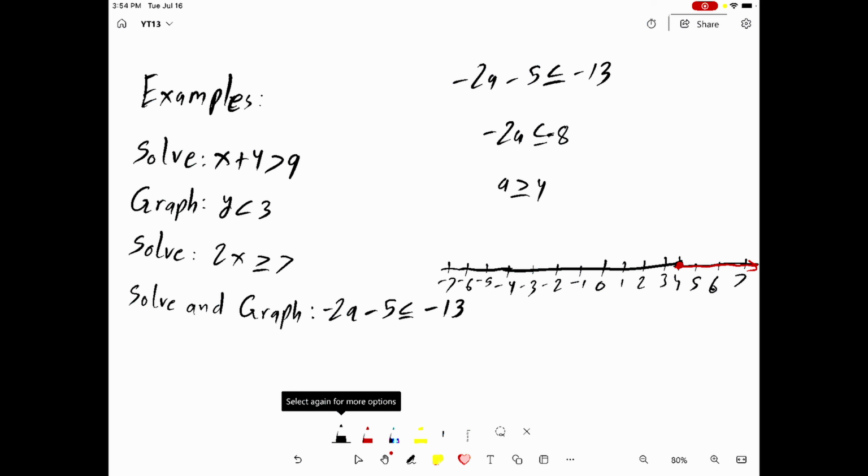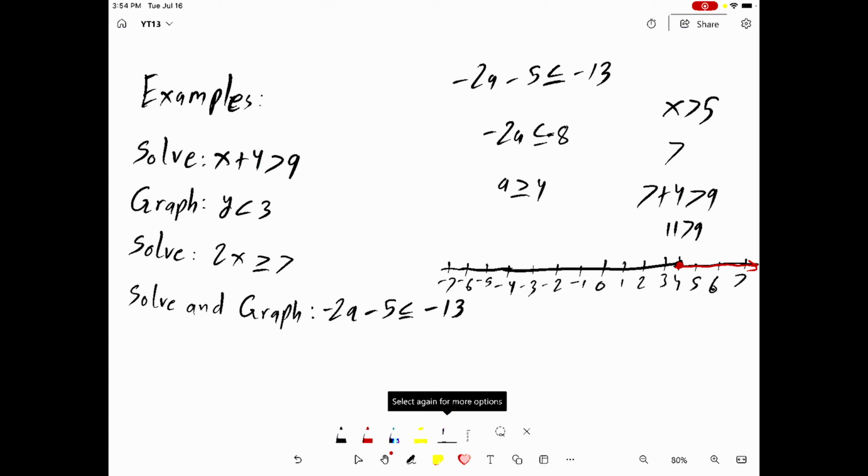And this is just a general note. Whenever you're solving an inequality, you might wonder, how do I know this is correct? Let's take the first one: x is greater than 5. Let's substitute a value which we know is greater than 5, like 7, back into the original equation. 7 plus 4 is greater than 9, so 11 is greater than 9, which is true. So that's how you know if your answer is true or not. Let's move on to the practice problems.